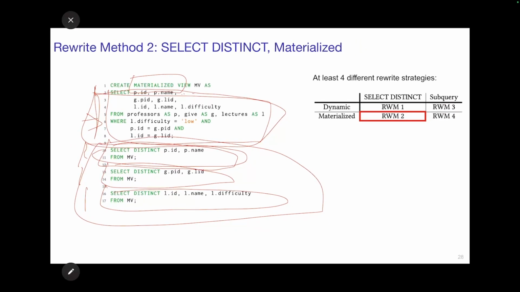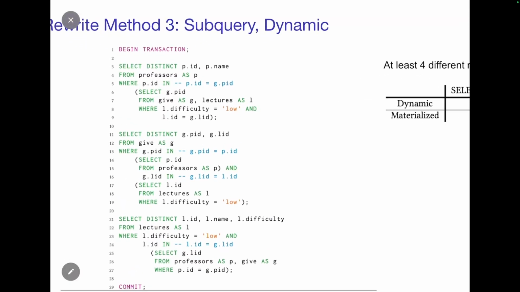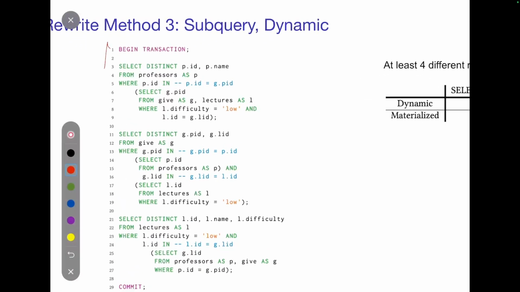Okay, right. Here's another variant, rewrite method 3. So that's without any materialization. There's no create materialized view whatsoever. But what I do here is something like that. I do a subquery. Inside this subquery, maybe just look at this one.